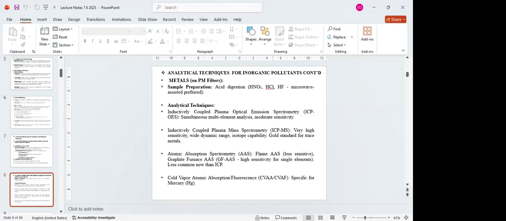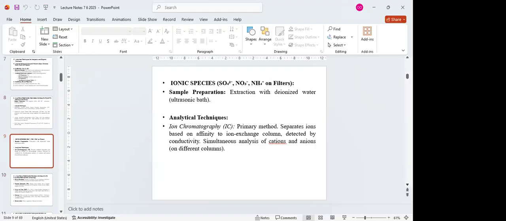We also have another version of the AAS, which is called the cold vapor atomic absorption and fluorescence, CVAA/CVAF. This is meant specifically for mercury. Mercury is a special metal. It is the only one that is a liquid metal, because we know metals to be solid, but mercury is liquid and it has its peculiar characteristic properties.